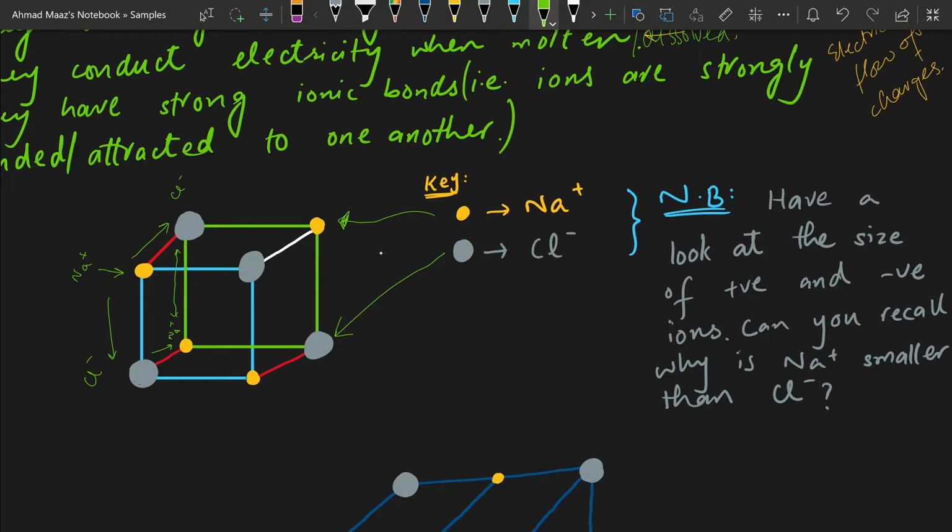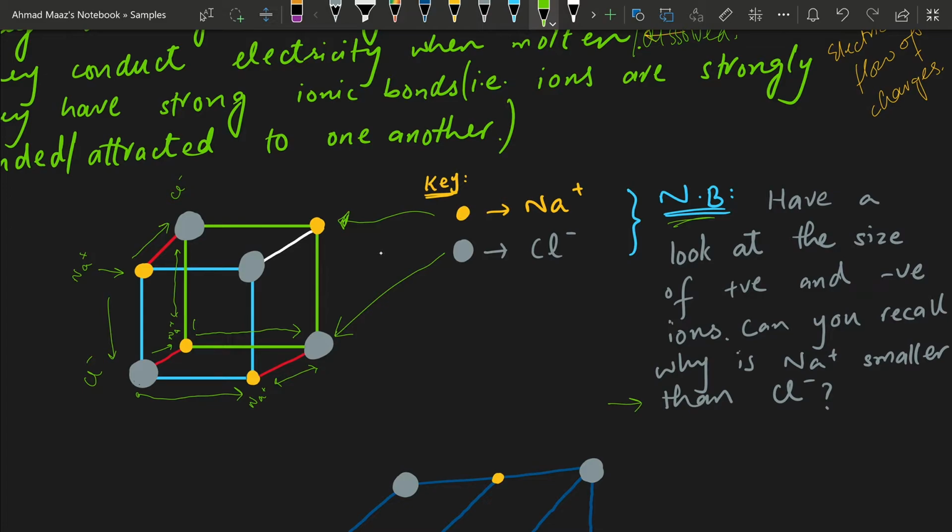Every sodium ion is attached to a chloride ion, and every chloride ion is attached to a sodium ion in every direction. Now look at this: a sodium ion and a chloride ion. This is how one unit of the NaCl crystal looks. Have a look at the sizes of the positive and negative ions. Can you recall why the sodium ion is smaller than the chloride ion?